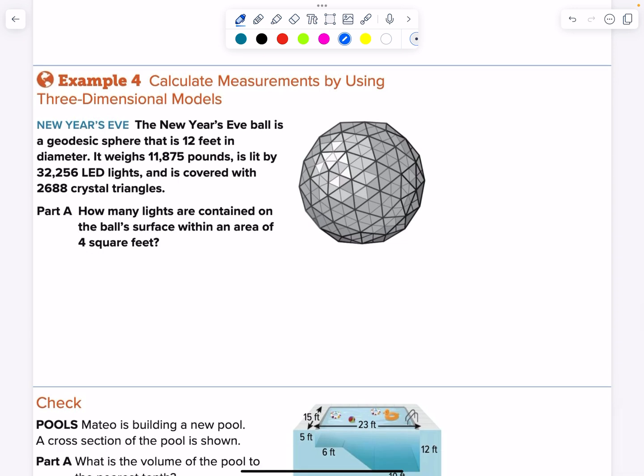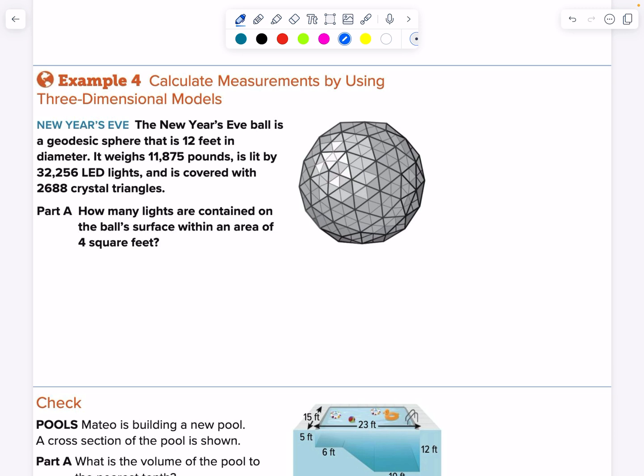Okay. Calculate the measurement by using three-dimensional models. The New Year's Eve ball is a geodesic sphere that is 12 feet in diameter and it weighs about 11,875 pounds. It is lit by 32,256 LED lights and is covered with 2688 crystal triangles. How many lights are contained on the ball surface within an area of 4 square feet?